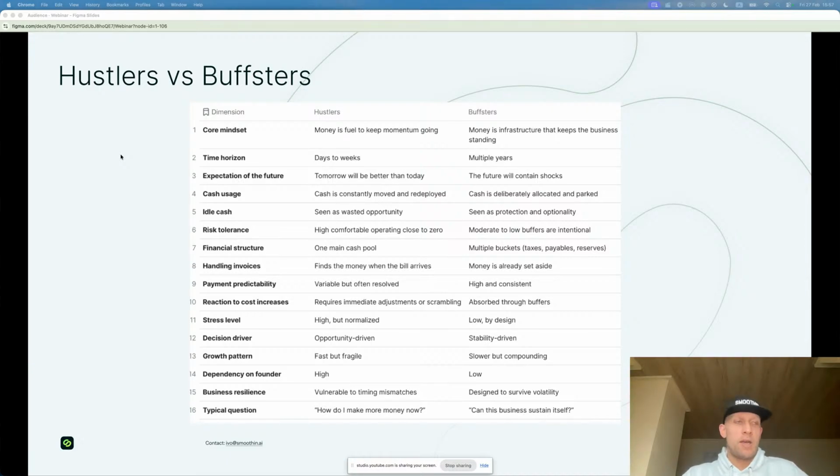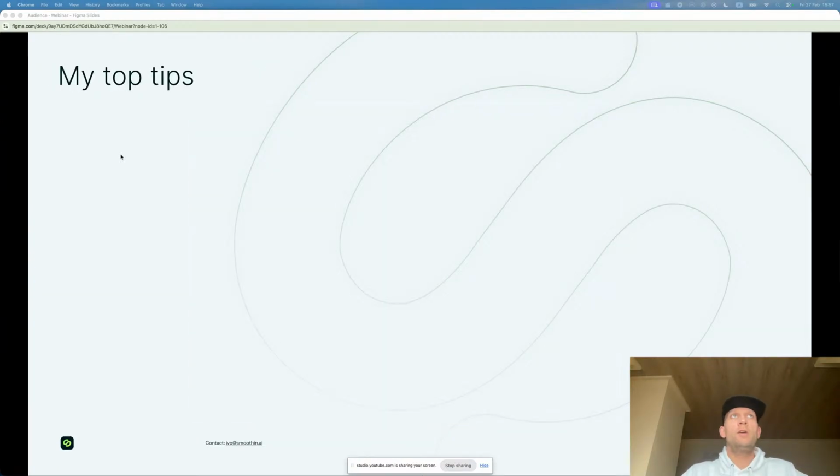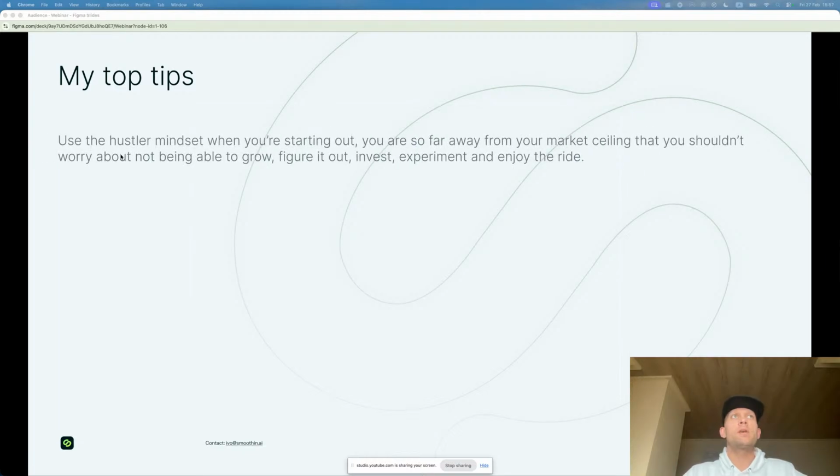In my experience, you're either more slanted to one or to the other. There's really no middle ground in how people deal with finances. It's not that one is better or worse, but my top tip is to use the hustler mindset when you're starting out. You are so far away from the market ceiling that you shouldn't be worried about anything but growth. So grow, figure it out, invest, experiment, enjoy the ride.